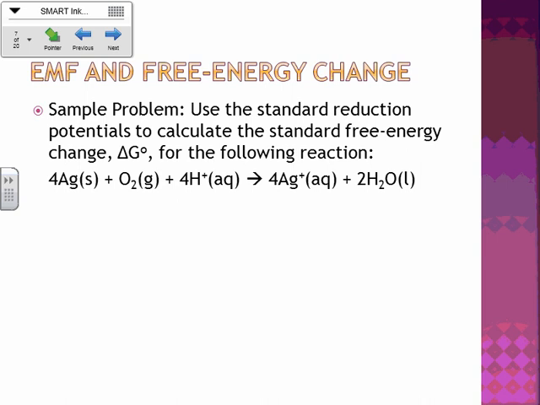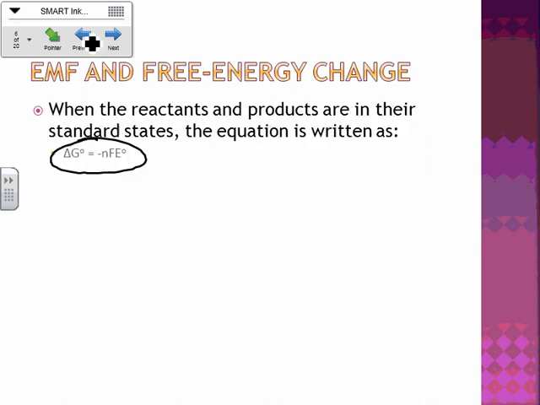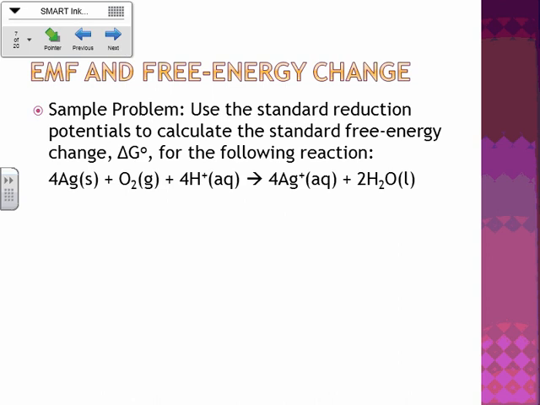Alright, so use the standard reduction potentials to calculate the standard free energy change, delta G, for the following reaction. Okay? So since we've got this equation, we can actually find the E using the standard reduction potentials. The N and the F we should also be able to find using that equation, and then we can solve for delta G that way. Okay, so that's just another alternative. It's another way to solve for delta G.